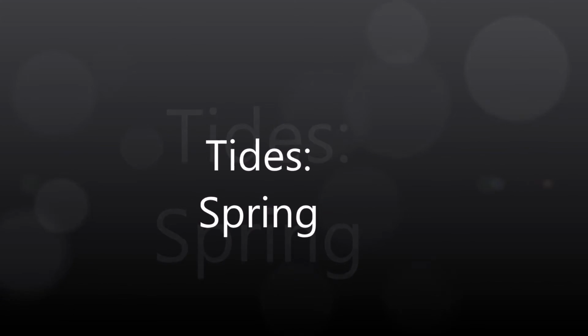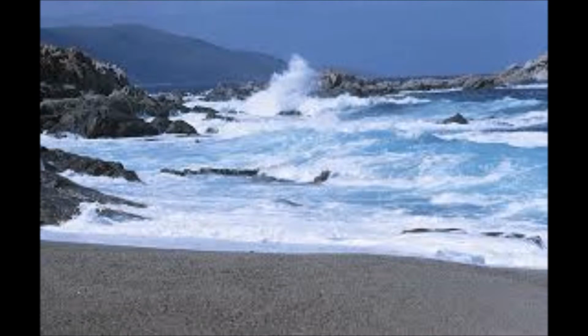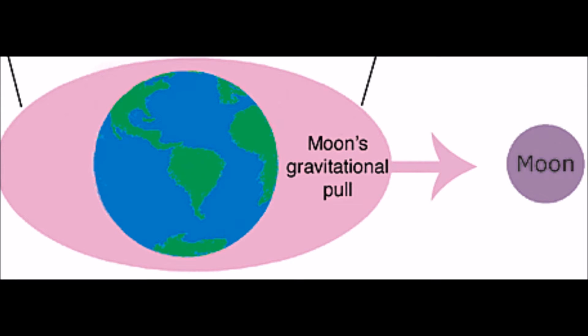On Earth, we have tides. That means if you're at the beach and you sit about 2 meters away from the water or the shore, eventually the water will come and reach you. These are high tides. The tides on Earth are caused by the moon's gravitational pull.